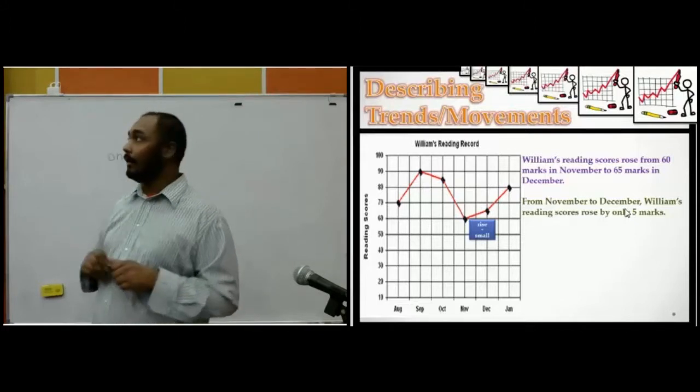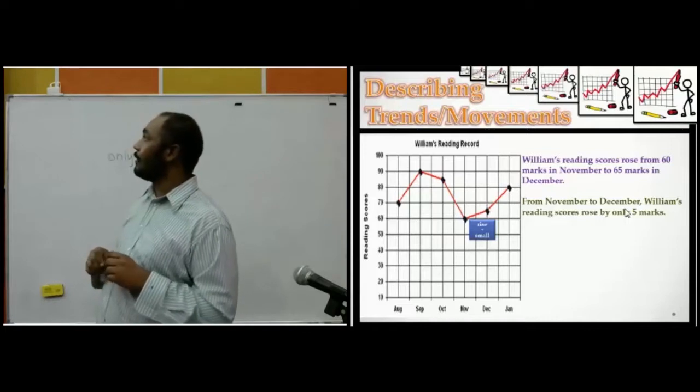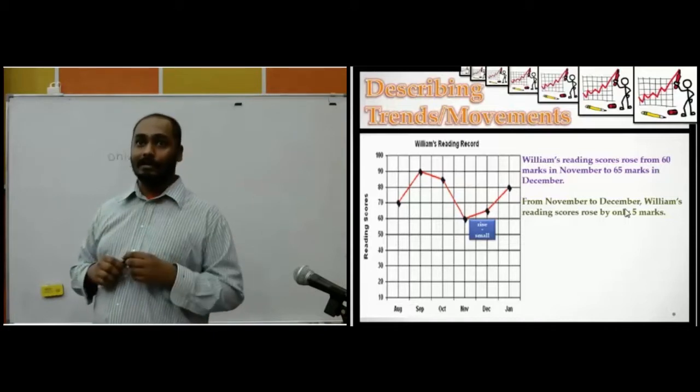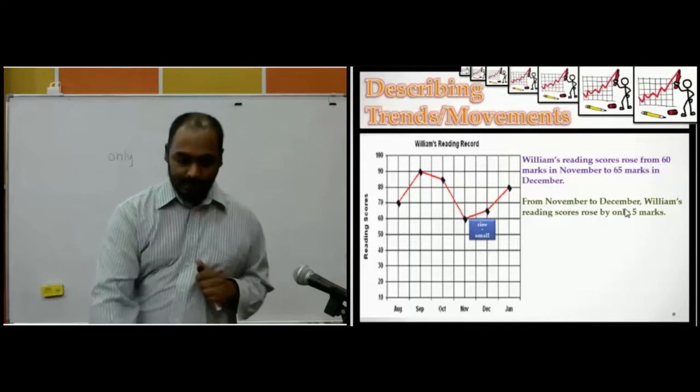You cannot say Williams' reading score rose by 5 marks only. That is very Malaysian, right? So the "only" should come before the data. Yeah. All right. Next.